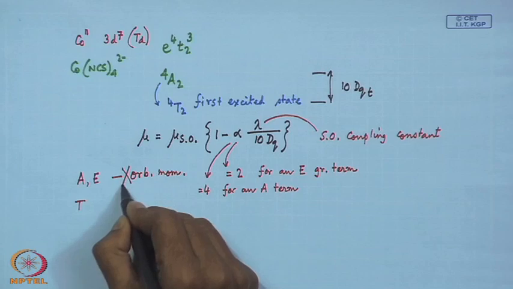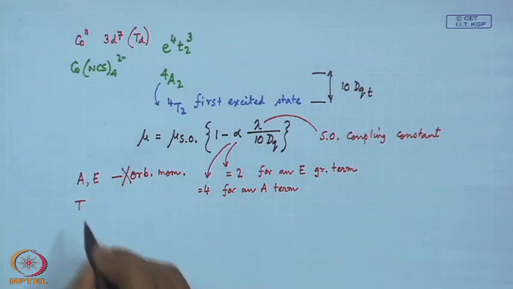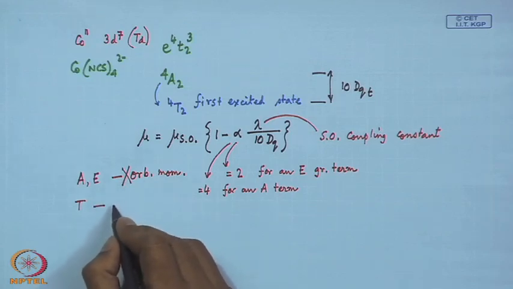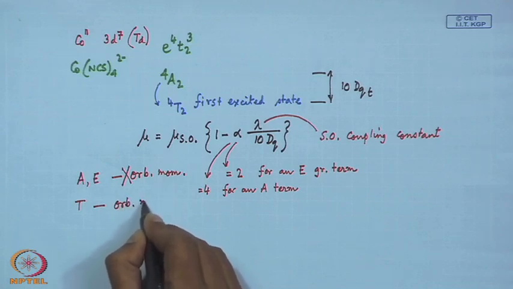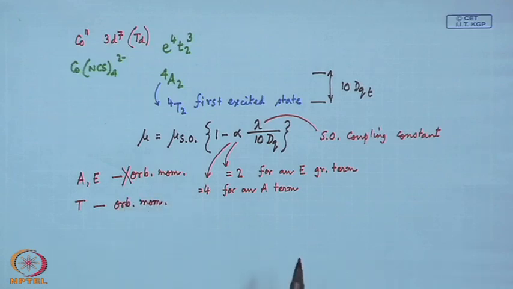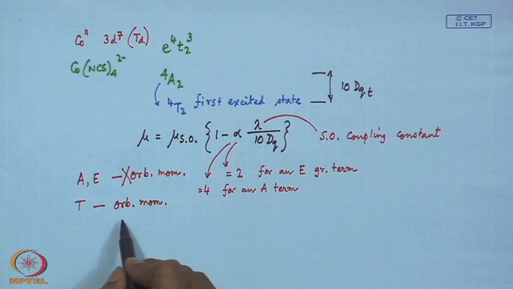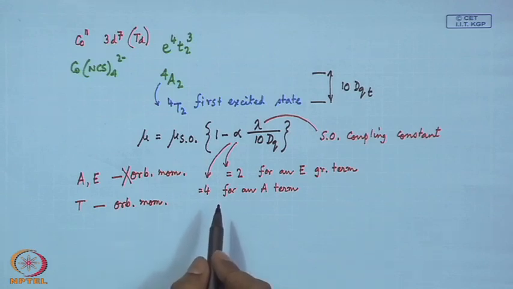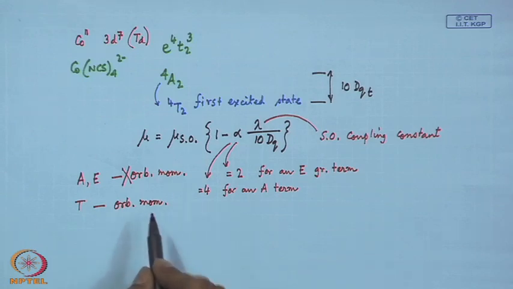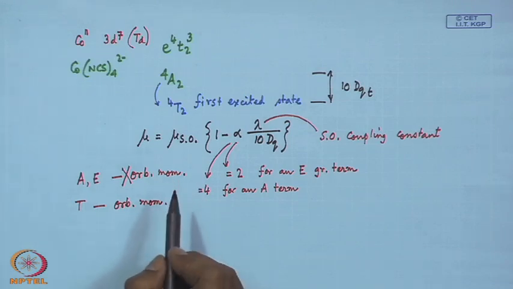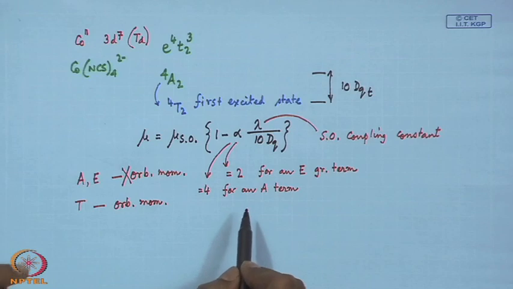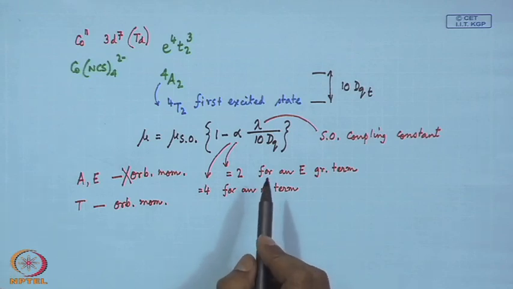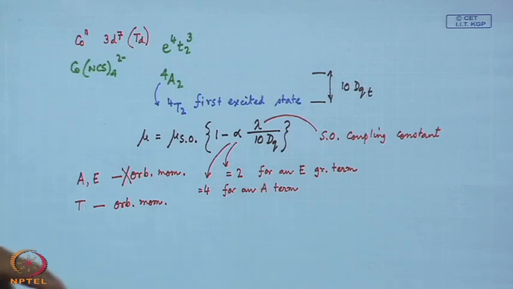For these two, the orbital moment values are not available, but the T term has the corresponding orbital moment. So, whenever we have a T term, we get an orbital contribution from the system. This tells us why we are getting some amount of magnetic moment in excess of the spin only values. Thank you very much.